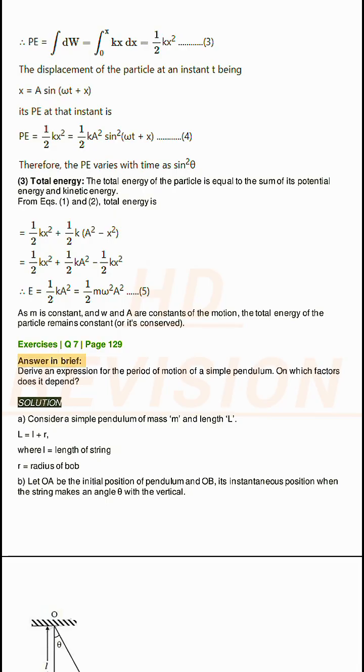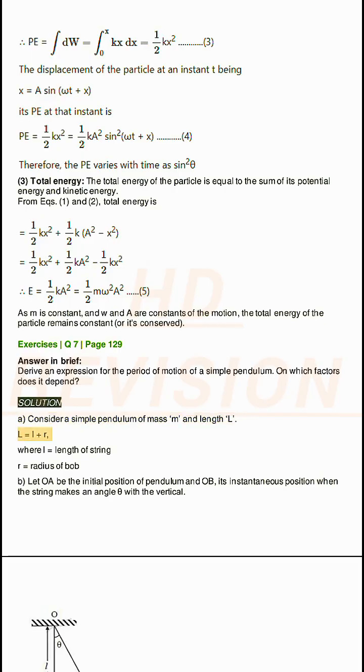Exercises Q7, page 129. Answer in brief. Derive an expression for the period of motion of a simple pendulum. On which factors does it depend? Solution. A. Consider a simple pendulum of mass m and length L.